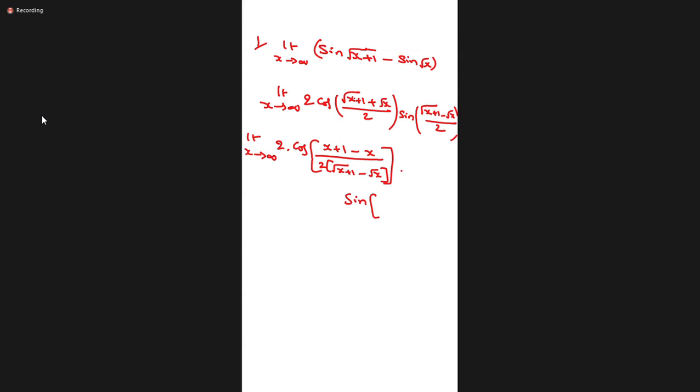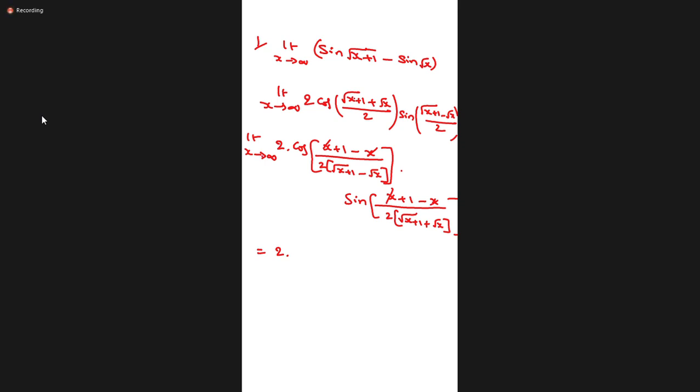This is into the denominator. We have to multiply and divide with root x plus 1 plus root x. So the numerator will be x plus 1 minus x. A plus b into a minus b, a square minus b square, the roots cancel. So here x cancels out.